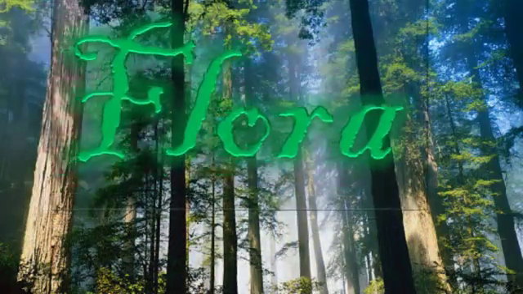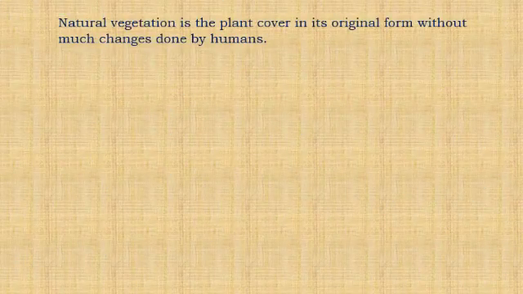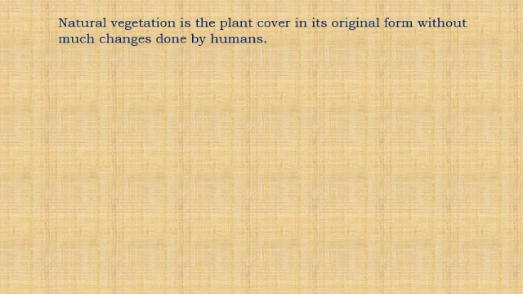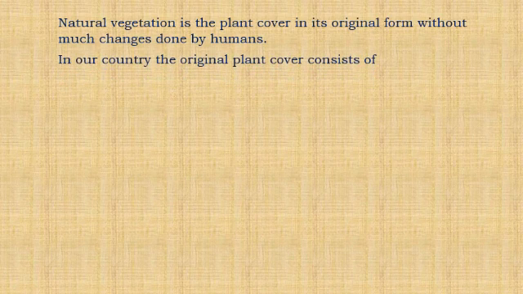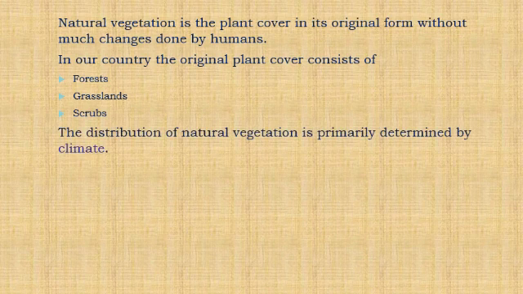Flora. Natural vegetation is the plant cover in its original form without much changes done by humans. In our country, the original plant cover consists of forests, grasslands and scrubs. Forests grow well in areas where there is enough rainfall. They are normally conserved in areas not fit for cultivation.